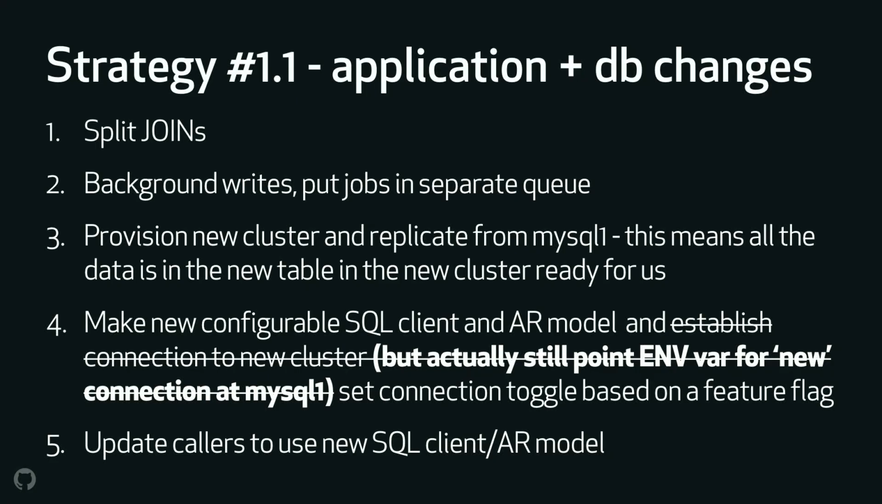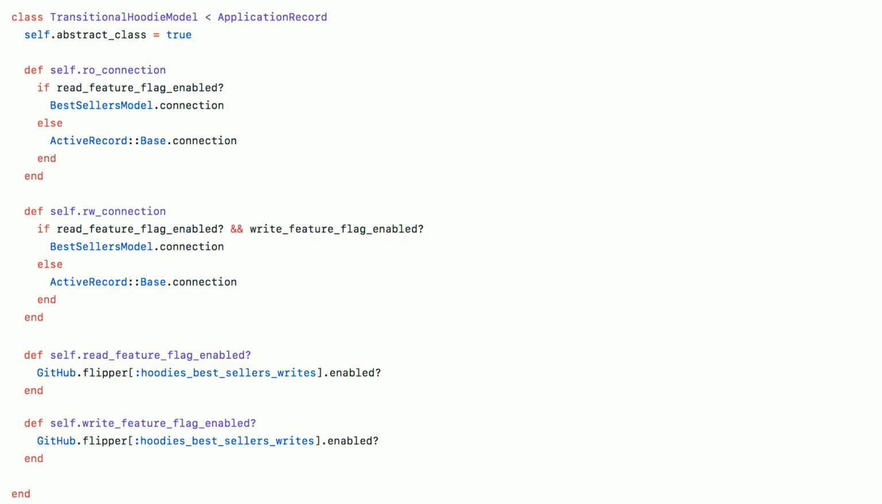So once again, pretty much the same steps: split the joins, background the writes, provision a new cluster, and use replication. But in this case, when we made the new configurable SQL client and changed the model, we just set the connection based on that feature flag, and then updated all the call sites to use that client in the model. So I just wanted to show you in the code what this looks like.